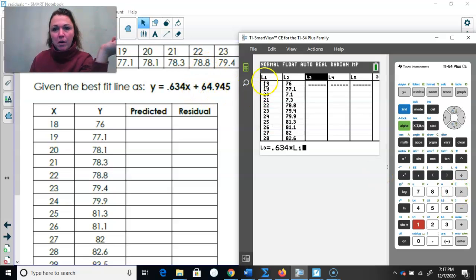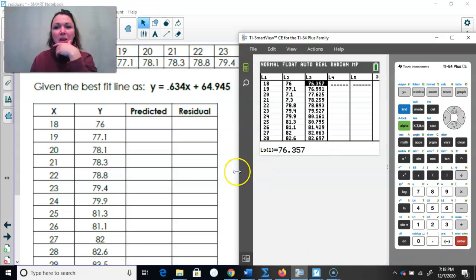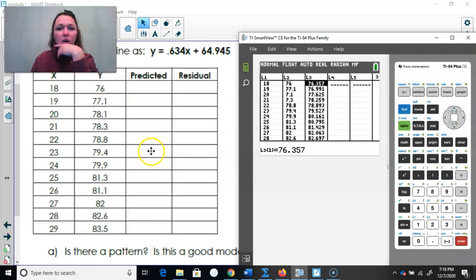But here's the issue. These are all of my x values, so I want my list to take each one into the x value each time. That's what that's doing there in place of the x. Then we need plus 64.945. And we're going to hit enter. Look at that, you guys. What this did is it went through and gave us all of our predicted y's.